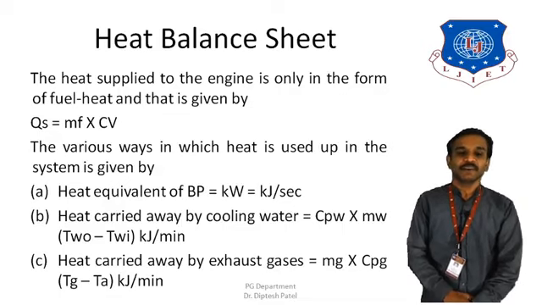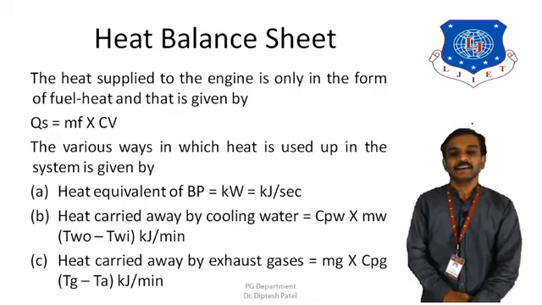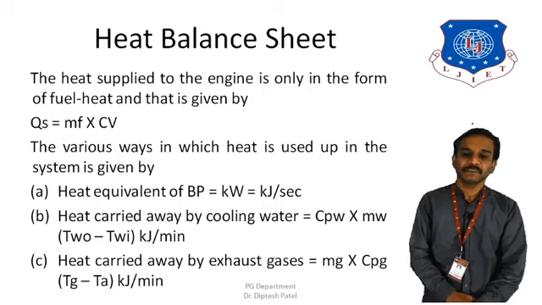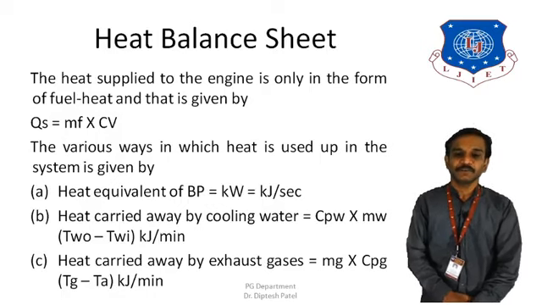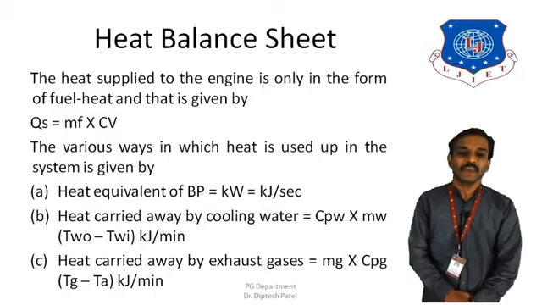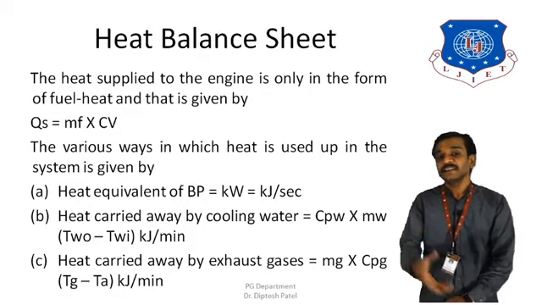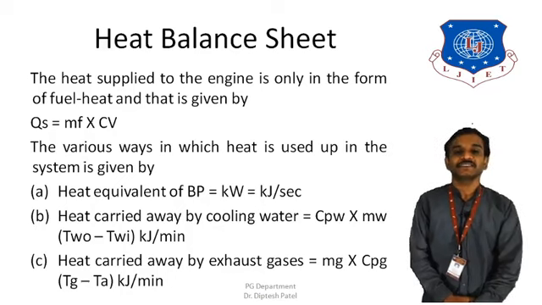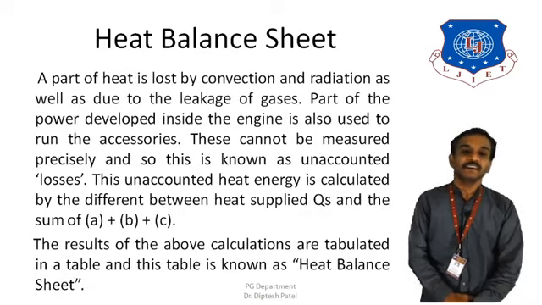And the last component is heat carried away by exhaust gases, and the formula is again mg into cpg into tg minus ta, where mg is mass of gas, cpg is specific heat of gas, tg is temperature of gas, minus ta is temperature of air. So these would help us to find the various components of the heat balance sheet, and this is how we can design the heat balance sheet.